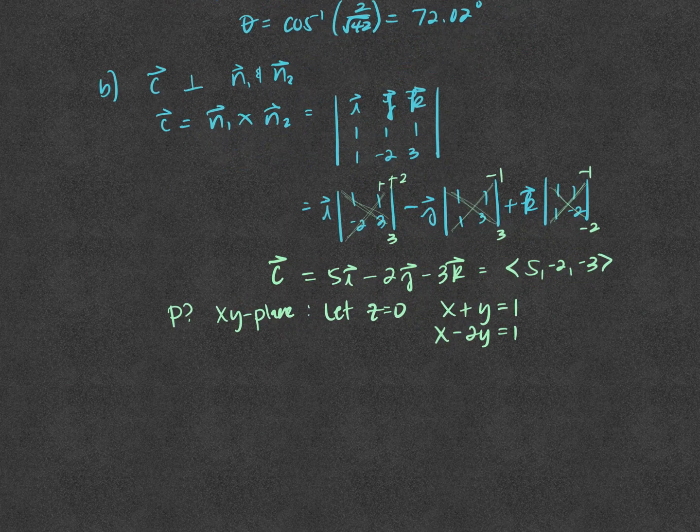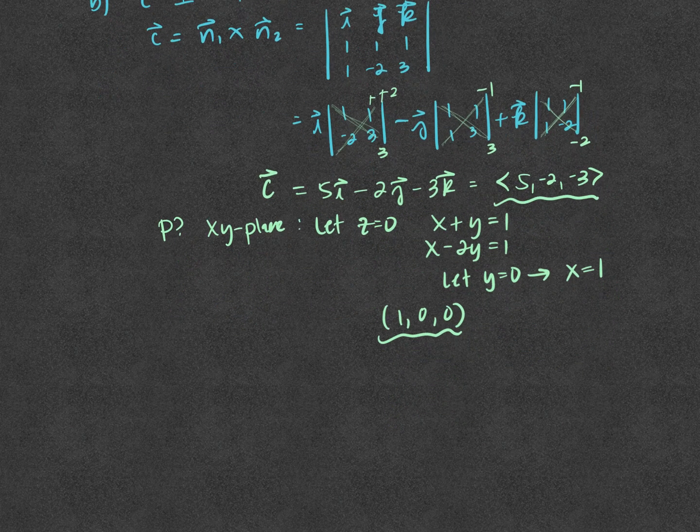Now, I need to find a point that's on this plane. We can also, at this point, let y equal 0, so it sits on the x-axis, because it doesn't really matter, it will sit on the plane. So when we do this, we get x equals 1 in both cases. So that means we have the point 1, 0, 0.